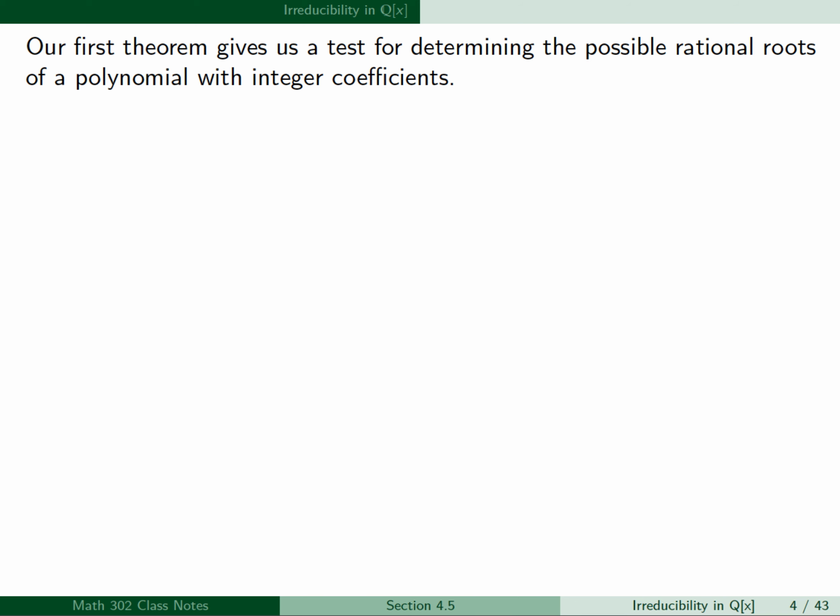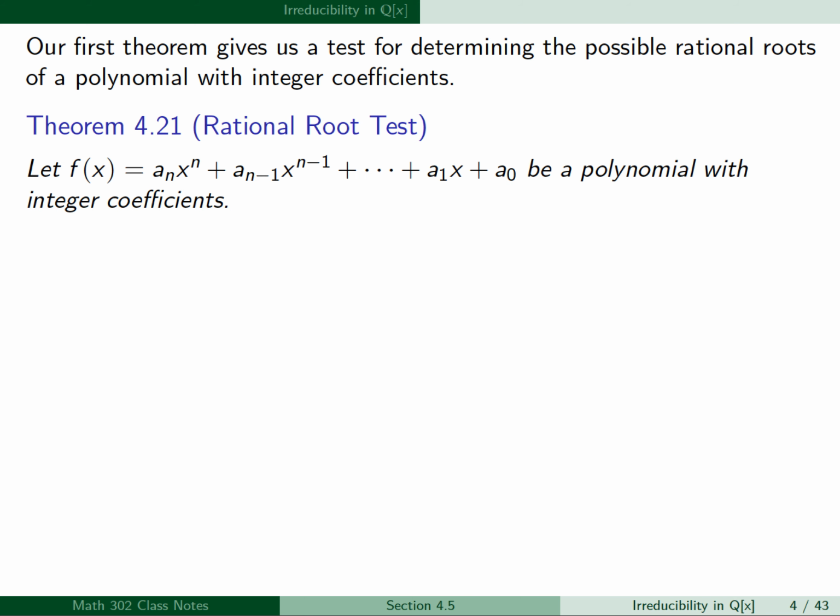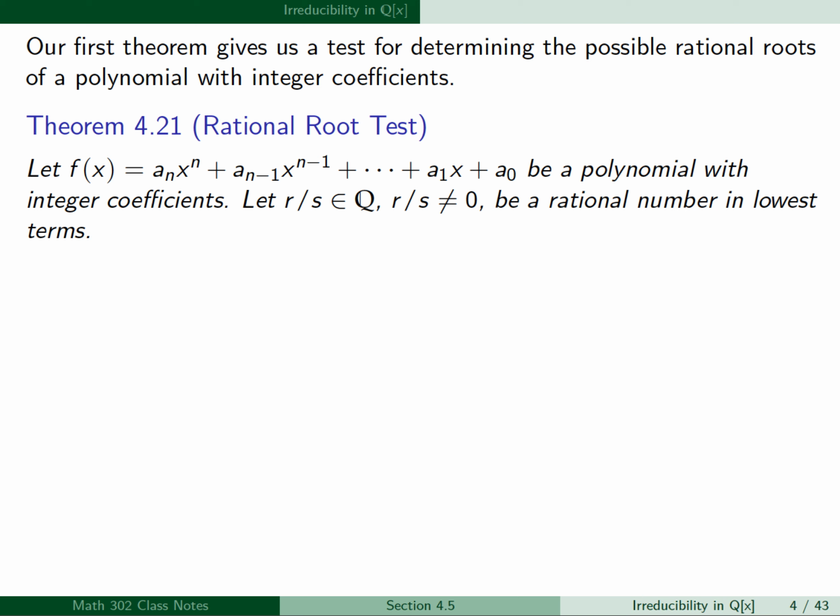Our first theorem gives us a test for determining the possible rational roots of a polynomial with integer coefficients. This is theorem 4.21, the rational root test. Let f(x) = a_n x^n + a_{n-1} x^{n-1} + ... + a_1 x + a_0 be a polynomial with integer coefficients. Let r/s be a rational number not equal to 0 in lowest terms.